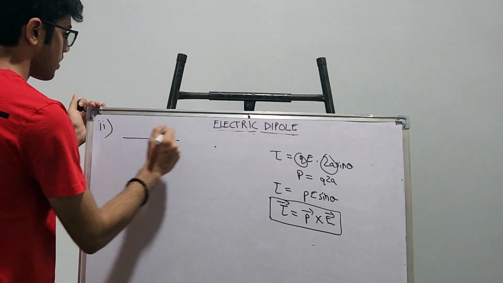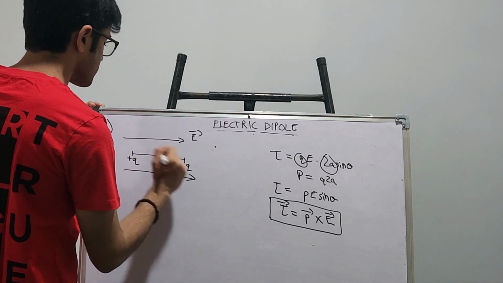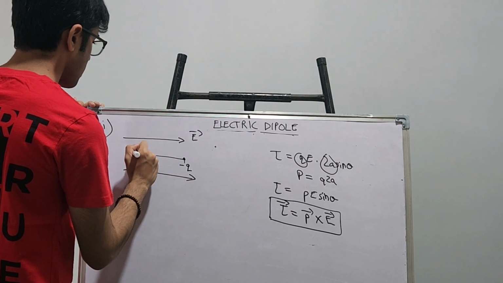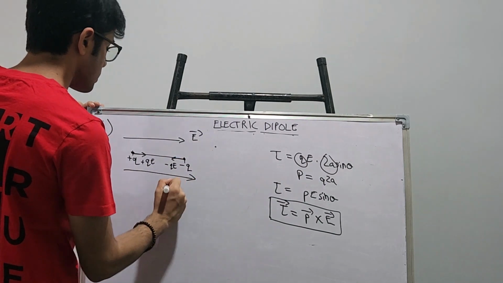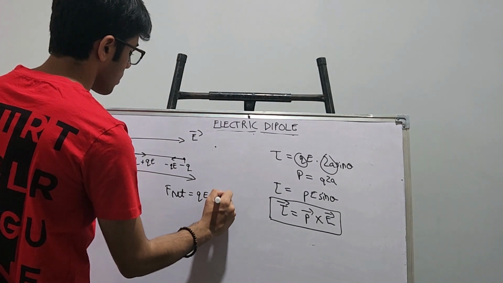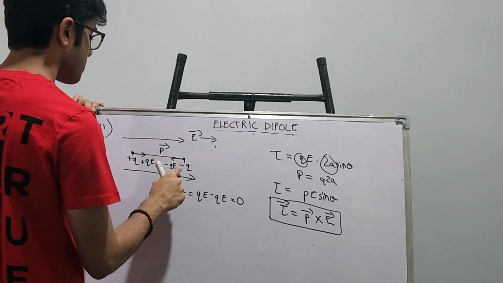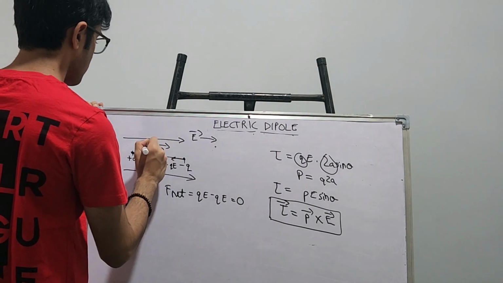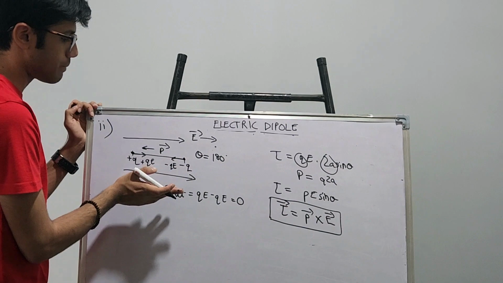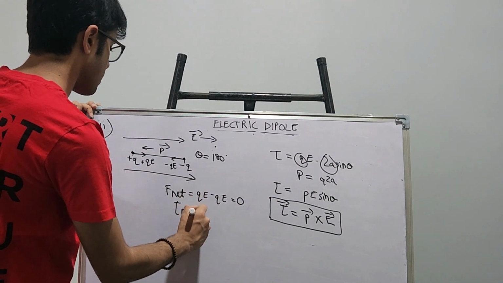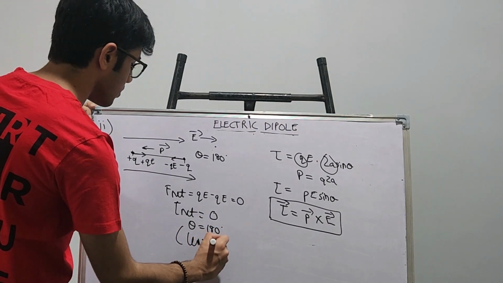So the second case, this is the electric field, and suppose our dipole is kept like this. This is plus q and this is minus q. This is plus QE and this would be minus QE. So again F net here would be QE minus QE, which is equal to 0. The direction of the electric field is from left to right, but the direction of the dipole moment is from minus to plus q, so from right to left, like this. So in this case theta is 180 degrees because the angle between the electric field and the dipole moment is 180 degrees. They are anti-parallel. So if theta is equal to 180 degrees, again sine 180 is 0, so tau net would again be 0. This is for theta is equal to 180 degrees, and this is a case of unstable equilibrium.